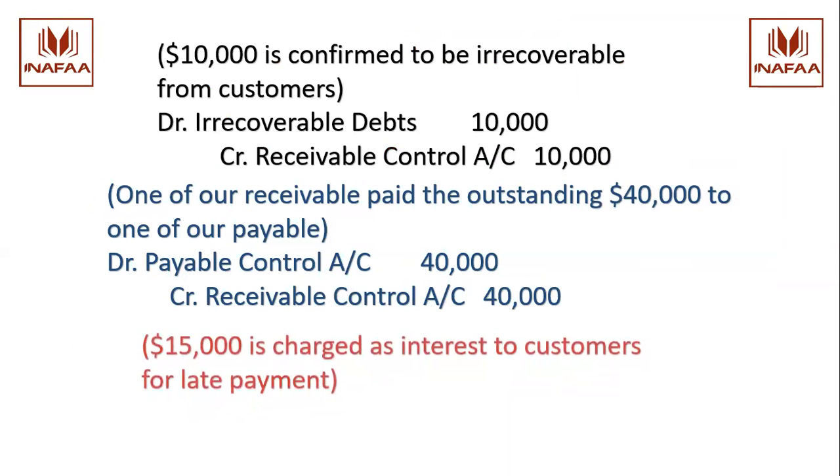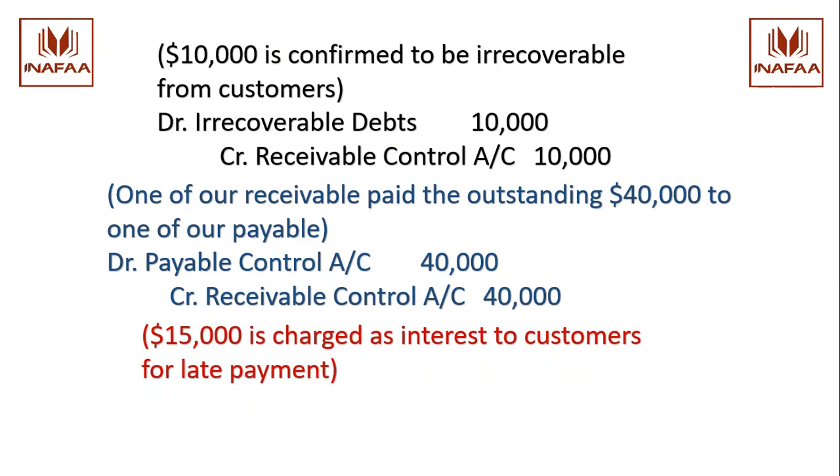Moving to the next transaction, 15,000 is charged as interest to customers for late payment. Now, what happened? Actually, I had to receive, let's suppose, $100,000 from a customer. He actually did not pay me. I charged him interest for the late payment. Now my receivable has been increased. He had to pay me $100,000, but now he has to pay me $115,000. So receivable has been increased.